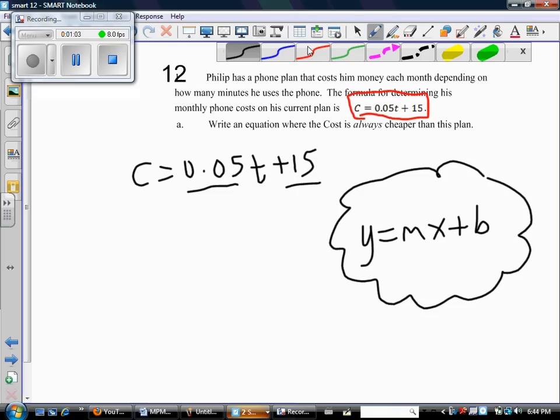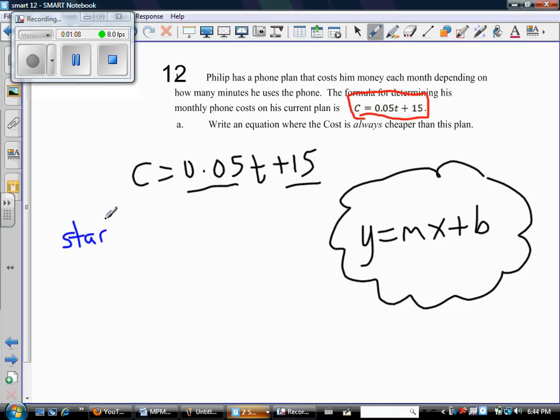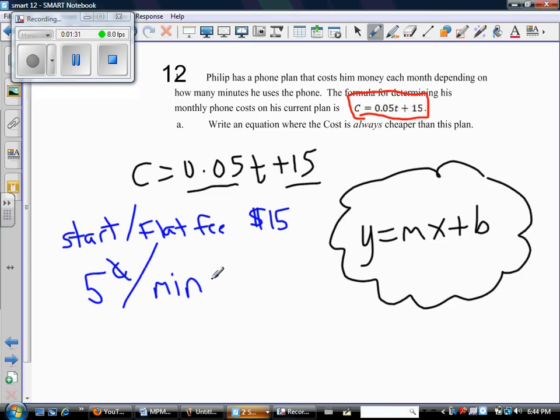So what does that mean about his phone bill? We know that his starting value, or probably more appropriate in this case to say his flat fee, is $15. So no matter what, every month he has to pay a minimum of $15, even if he uses 0 minutes on his phone bill. That's for administrative costs, whatever. And then 0.05, that must mean that he pays 5 cents per minute that he uses his phone. That's what it means.